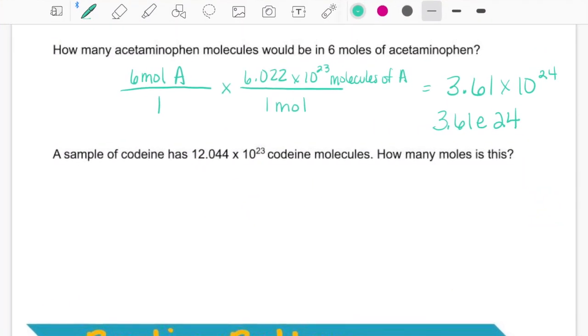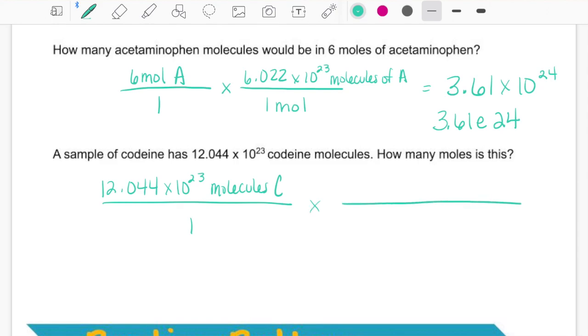Okay, for the next one, a sample of codeine has 12.044 times 10 to the 23rd codeine molecules. How many moles is this? So start out by writing the number of molecules that we have, of codeine. I'm just going to put C. Okay, so whatever we're starting with on top, we're starting with molecules on top, so we're going to have the molecules on the bottom, so 6.022 times 10 to the 23rd molecules of codeine to 1 mole of codeine.